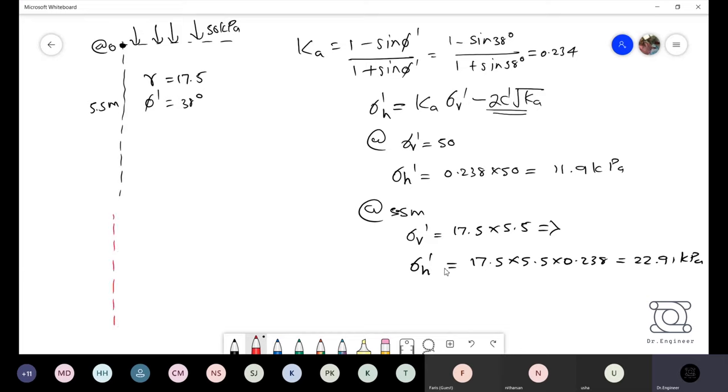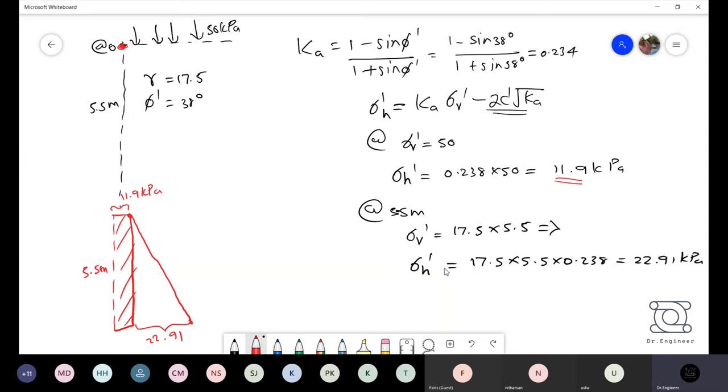Stress distribution means, this is your retaining wall, 5.5 meter high. Due to this 50 kilopascal, we are experiencing a horizontal stress of 11.9 kilopascal throughout this imaginary line. So this is the figure for that. When you are considering the weight of the soil, at 0 meter there is no weight, so the horizontal stress is zero. Once we are going down, slowly the weight increases, so sigma V increases, which means sigma H also increases, and finally it gets a value of 22.91. So at starting it is zero, and finally it is 22.9, only when you consider the weight of the soil. So the graph would be a linear graph like this one.